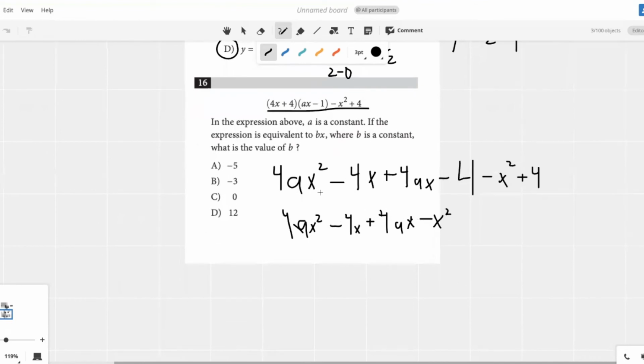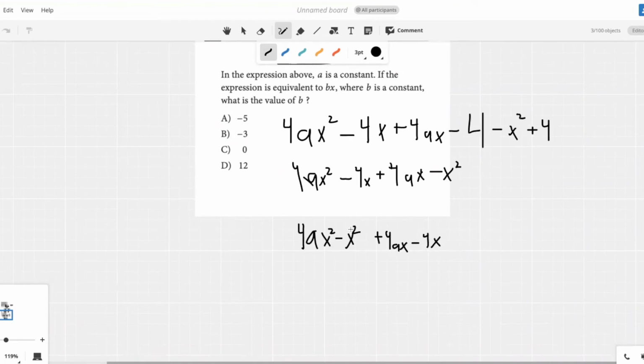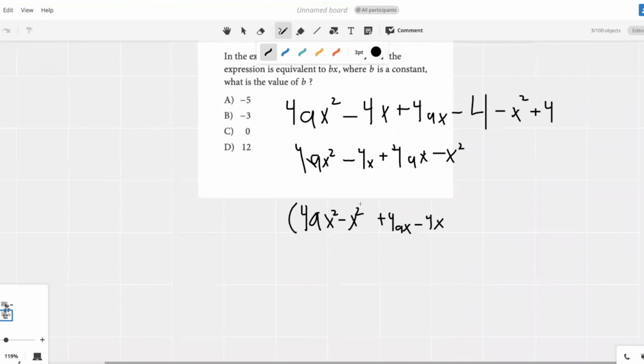So at this point, let's make this a little bit cleaner. Let's merge together 4ax squared and -x squared, as well as -4x and 4ax, and let's see if we can factor anything out. So 4ax squared, we're just going to rewrite this so that our similar terms are next to each other so we can factor it out more cleanly. Plus 4ax minus 4x. So at this point, we can factor out x squared from this and x from this. Let's do that.